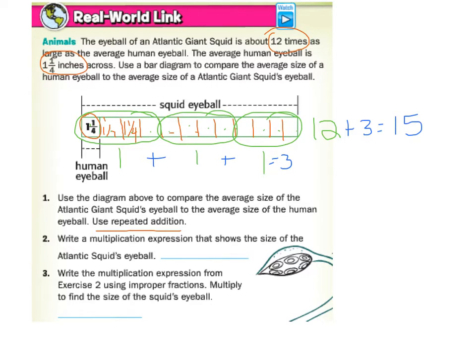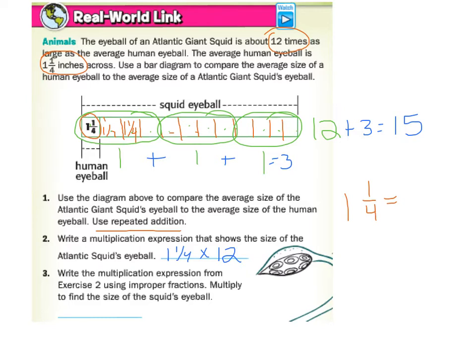We could also do this with multiplication. We could say 1 1/4 times 12. When we multiply mixed numbers and fractions, we can't have a mixed number anymore. So write the multiplication expression using improper fractions. Remember, improper means not proper. This 1 1/4 is proper because it is balanced. We have a whole number and our numerator is smaller than the denominator, but we need to reverse that. We need to get back to improper.